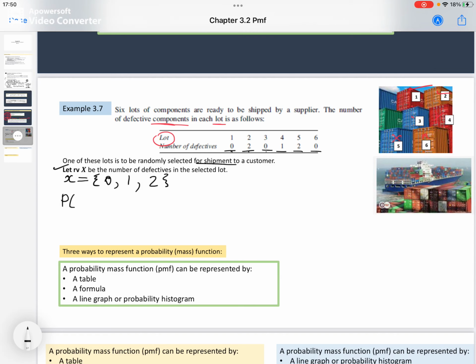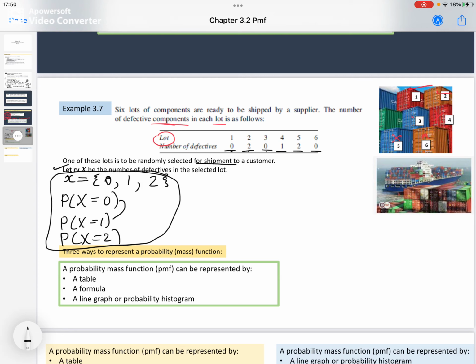Now, what is the probability that you would observe x equal to 0, or probability that you observe x equal to 1, or probability that you observe x equal to 2? So we will summarize all this information under what you call a probability distribution, where the total sum of these probabilities must add up to a total probability of 1.